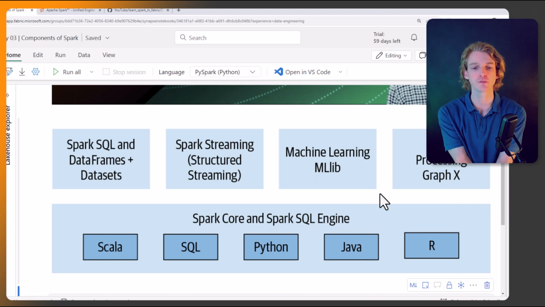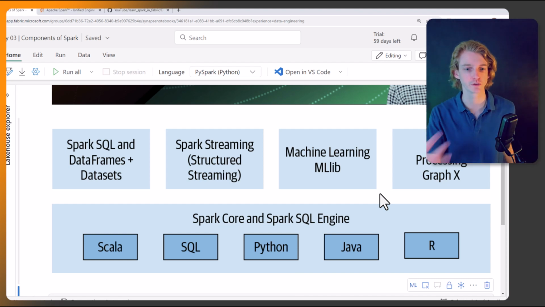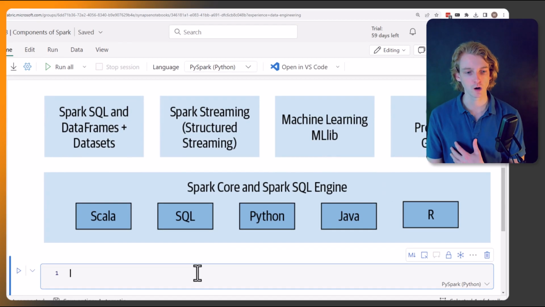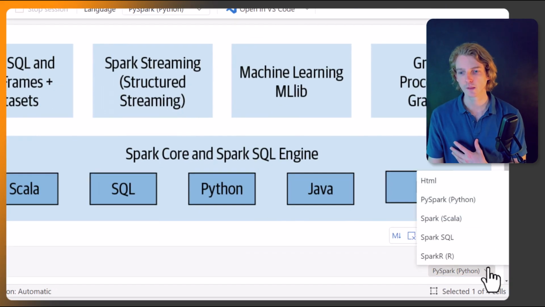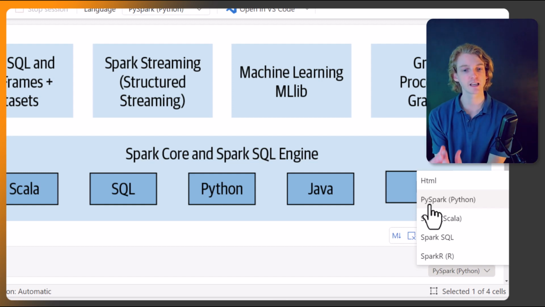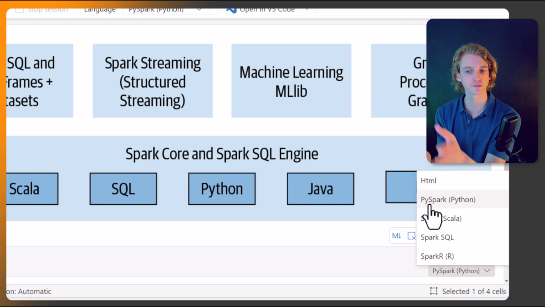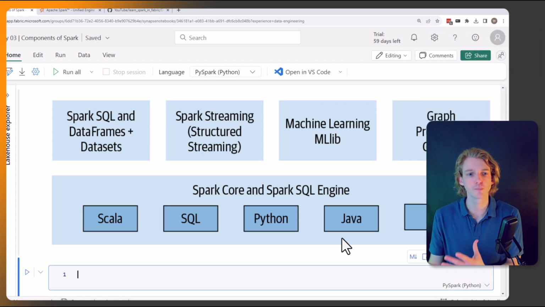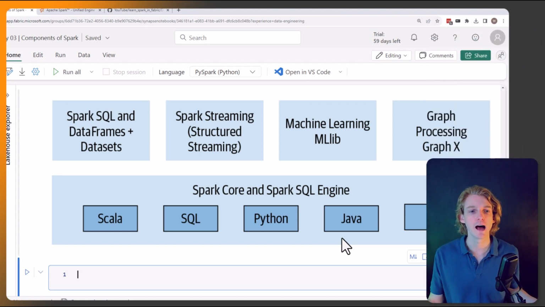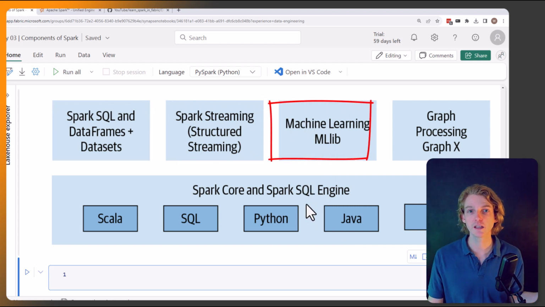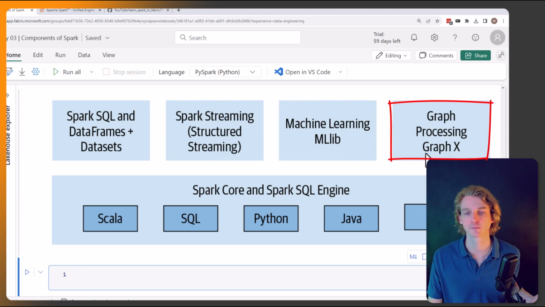We can interact with the Spark Core and Spark SQL Engine, in traditional Spark, with five languages: Scala, SQL, Python, Java, and R. But in Microsoft Fabric, when we're writing our notebooks, we can see along the bottom here that we can use only Python, Scala, SQL, and R. So we can access the Spark API in these four languages, okay? Not in Java. And on top of the core of Spark, we have four different libraries. These are Spark SQL and DataFrames, Spark Streaming, Machine Learning with MLlib, and Graph Processing with GraphX.